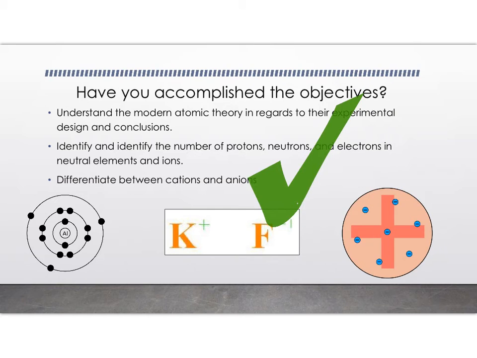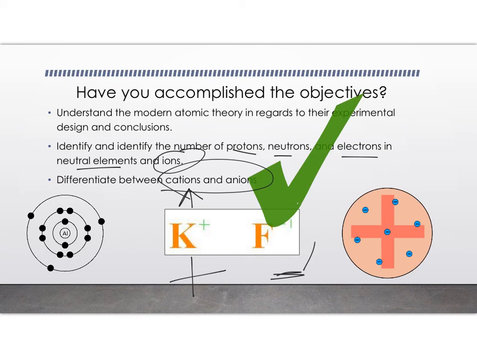Okay, so have you accomplished the objectives of this unit, being able to identify the modern atomic theory and how the structure of the atom changed over time? Are you able to identify protons, neutrons, and electrons for neutral elements and ions? And are you able to tell the difference between a cation and anion? Don't forget, the T in cation looks like a plus sign, so that's why positive ions are cations, and then that means your negatively charged ions are known as anions.